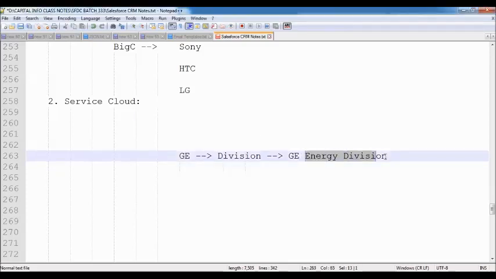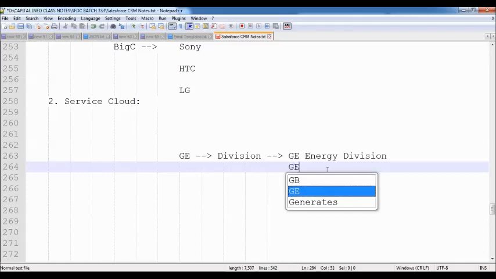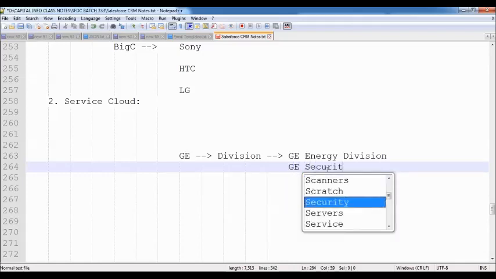So as part of this energy division, they are going to be manufacturing various energy-related products, like bulbs, tube lights, and electrical transformers. Like that, they're manufacturing various products related to the energy division. Now, GE has the GE security division.